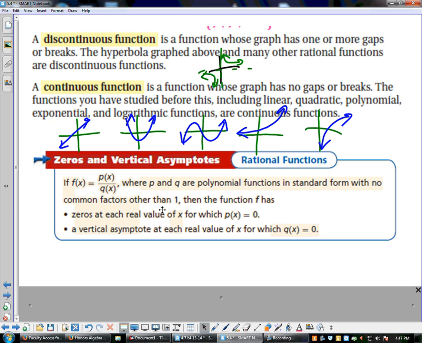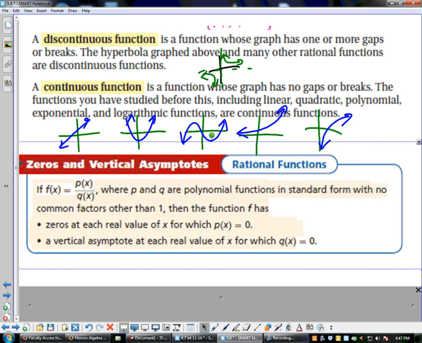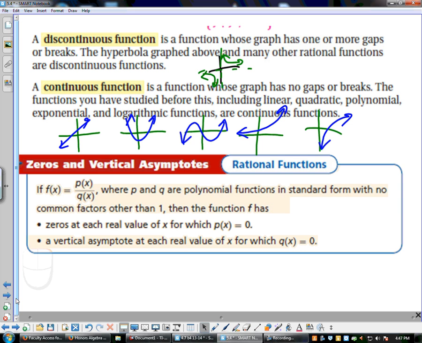Okay, so this next part is all about how to find the zeros and the vertical asymptotes of a rational function. So this time we're looking at a rational function a little bit differently. We're going to take a rational function of the form p of x over q of x, where p and q are polynomial functions in standard form with no common factors other than 1. Then the function f has zeros at each real value of x for which p of x equals 0, and it's going to have a vertical asymptote at each real value of x for which q of x is equal to 0. All right, let's take a look at an example of this.